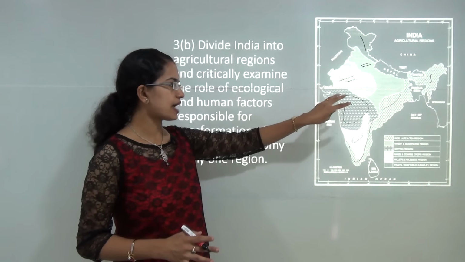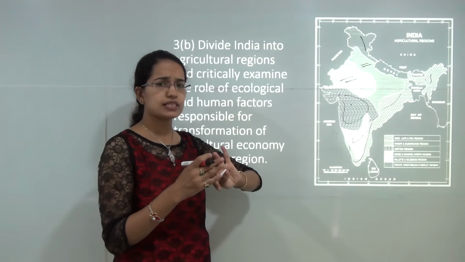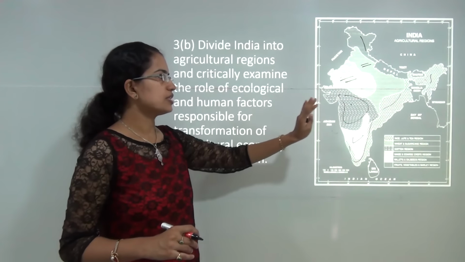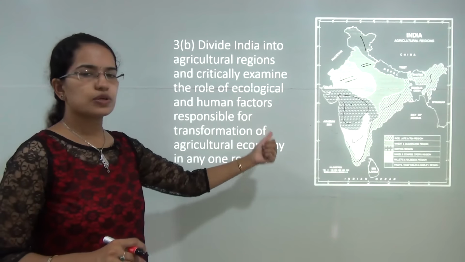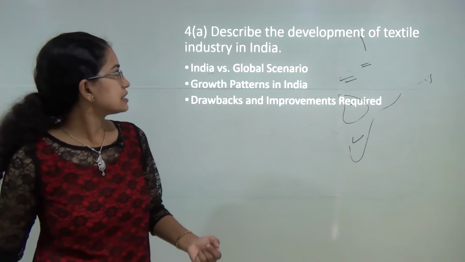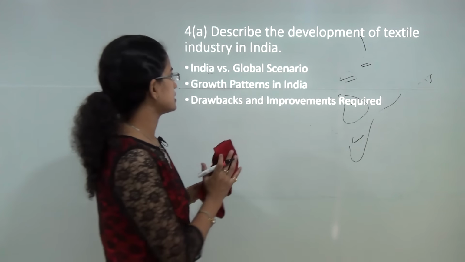You can consider the facts related to temperature, pressure and precipitation here. Based on that, you can delineate the regions, and then you can mention the specific factors which are involved in those. The next is: describe the development of textile industries in India.